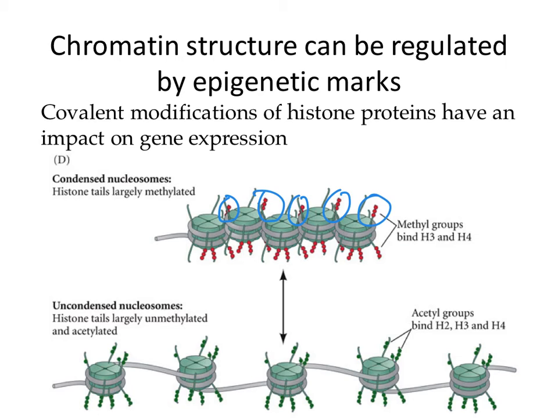When those methyl marks are gone and when acetyl groups are present, those proteins don't bind to unmethylated or acetylated histone tails. Those structural proteins that would cause condensation of the chromosome leave the histones and the nucleosomes alone. So the DNA is a little bit more open, and gene expression goes up.